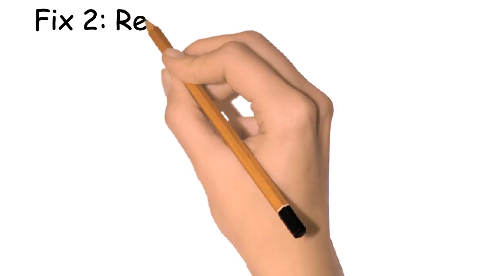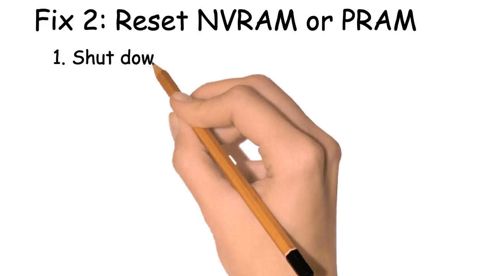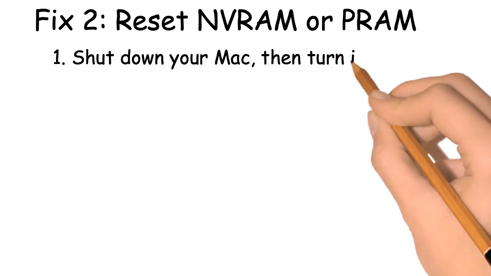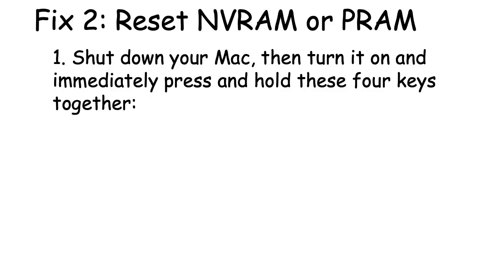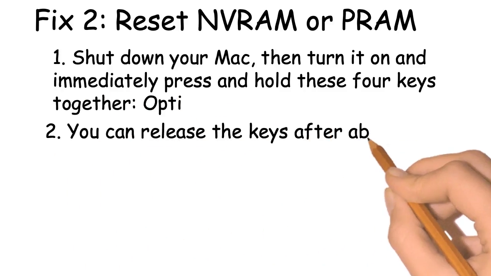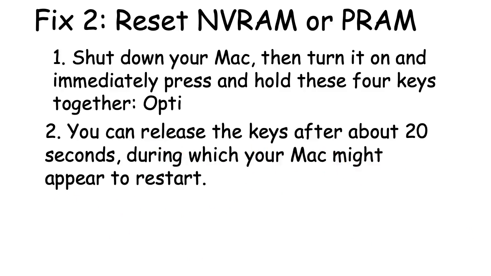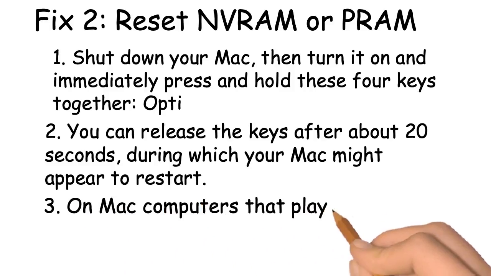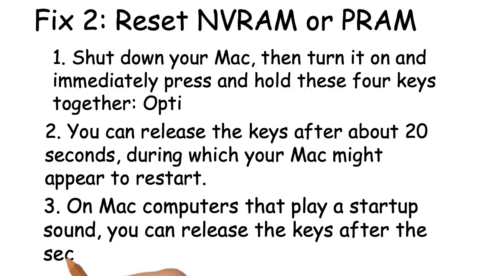Fix 2. Reset NVRAM or PRAM. 1. Shut down your Mac. Then turn it on and immediately press and hold these 4 keys together: Option, Command, P, R. 2. You can release the keys after about 20 seconds, during which your Mac might appear to restart. 3. On Mac computers that play a startup sound, you can release the keys after the second startup sound.